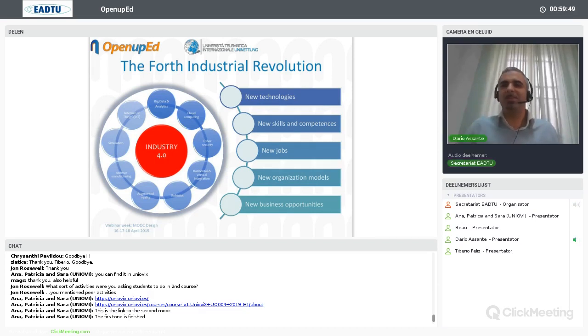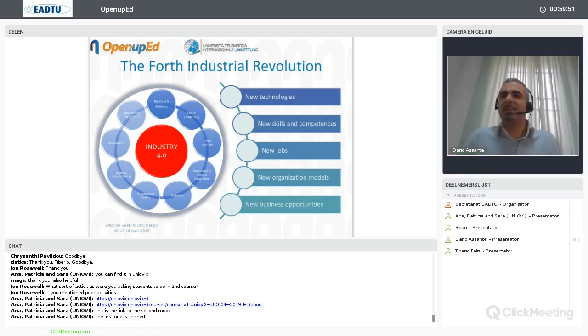Okay, fine. So the advent of the fourth industrial revolution has also introduced the need to retrain or train staff and managers of companies, changes in the organization models of companies, and the advent of new jobs and the end of some old jobs.